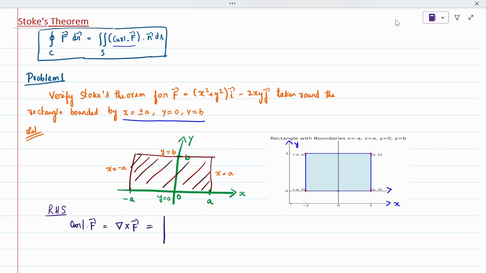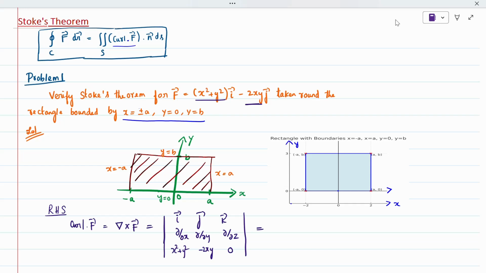Del, everyone knows the procedure of writing: i vector, j vector, k vector, with del by del x, del by del y, del by del z. In the F vector, write the corresponding coefficients: for i vector, x squared plus y squared; for j vector, minus 2xy. K vector is not given, so it is 0. If it is given, you have to write that term. If you have any doubt in curl F or del cross F, see my previous video and cross check it.